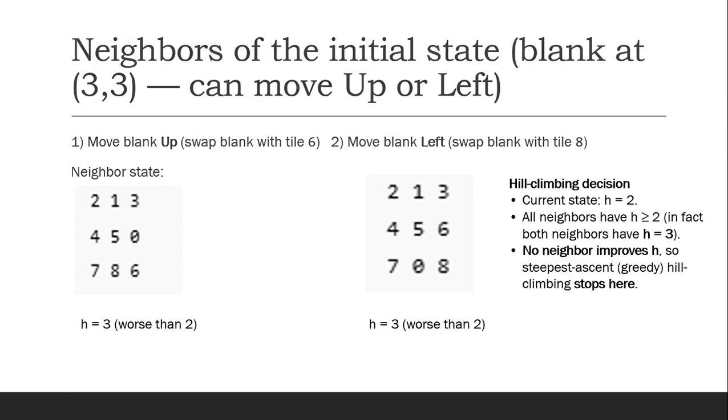But because of which the heuristic is coming to 3, which is worse than the previous heuristic, which was 2. So the initial heuristic was 2, and because of the movement now we are getting the heuristic as 3, which is worse than the previous one. So the hill climbing decision will be: the initial value was 2 for the heuristic, and all the neighbors have a heuristic greater than or equal to 2. In fact, both the neighbors have a heuristic of 3. So no neighbor improves the H value. So steepest ascent, that is greedy hill climbing, stops here. So that is nothing but a local maxima.